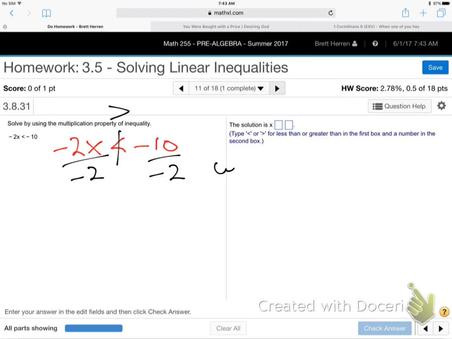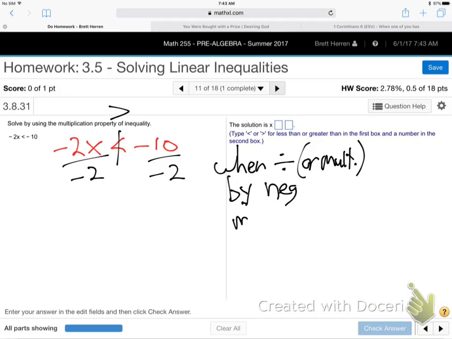So let me write a note. When you divide, or multiply, but we don't usually multiply, by a negative, you must flip the symbol. So when you divide or multiply by a negative, you must flip the symbol. Okay? So now, the rest is normal. That's the only trick. The rest is normal.